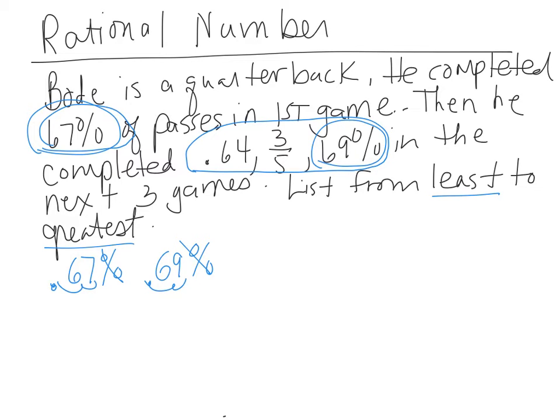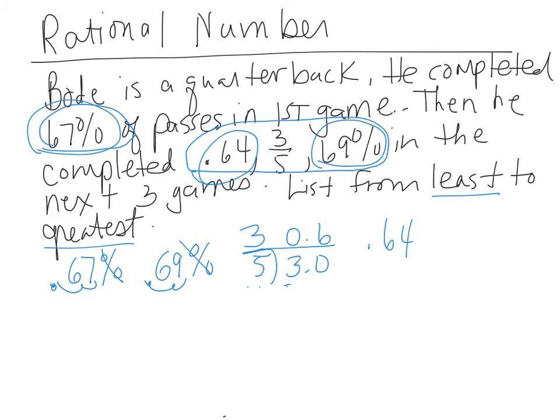And now we are left with 3/5. And stop, drop, divide. If I drop that in, how many times does 5 go into 3? It doesn't. How many times does 5 go into 30? It goes 6 times. So 3/5 is 0.6. And the last one is 0.64. So they're mostly in decimals, so we didn't have to do too much for it.